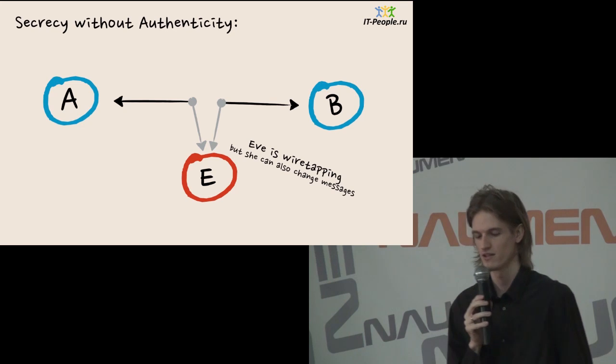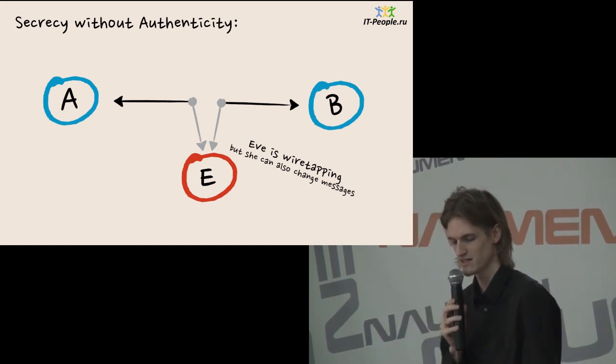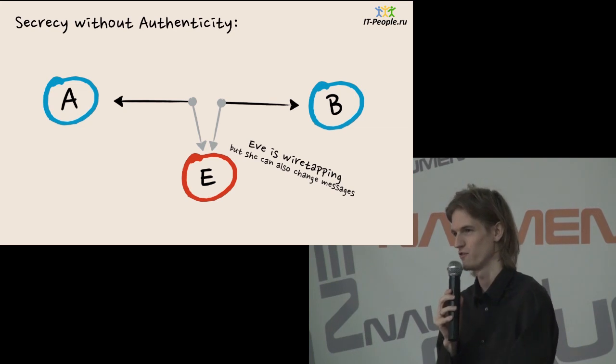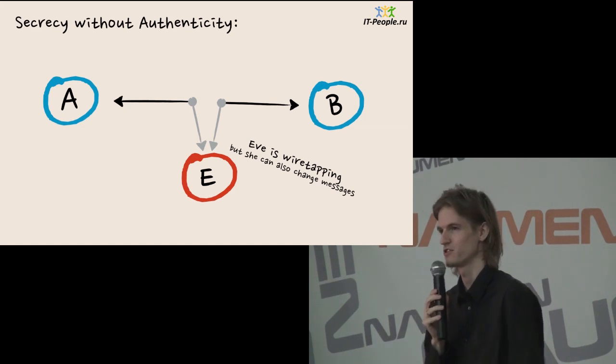So this is where certificate authorities come in useful. Certificate authorities mean that unless Eve paid a lot of money to a certificate authority and convinced them that she's actually Alice, there is no way for this message to be still authentic.